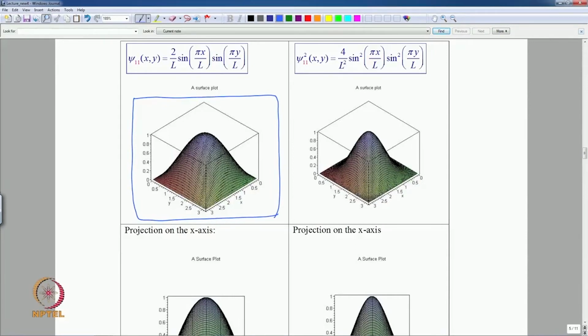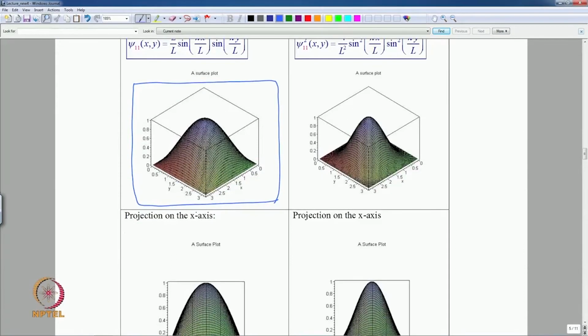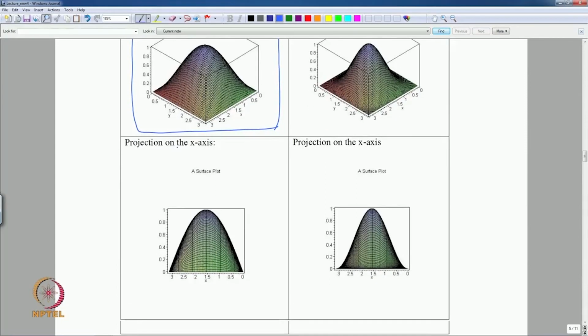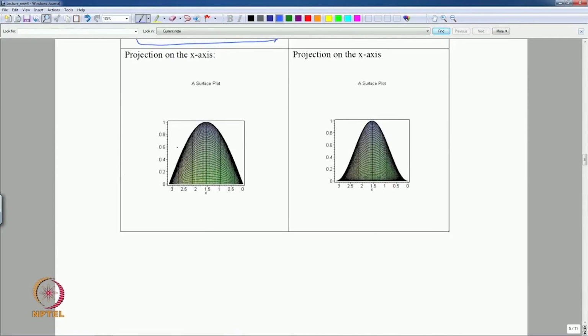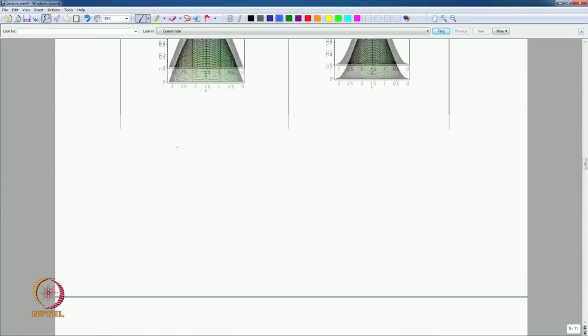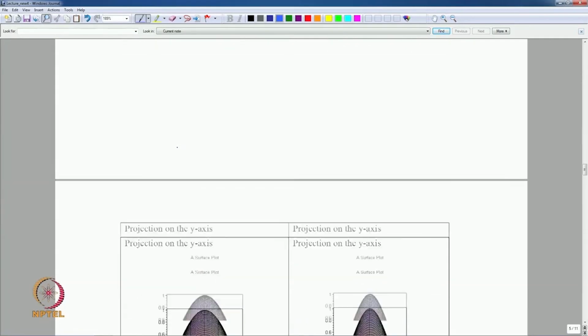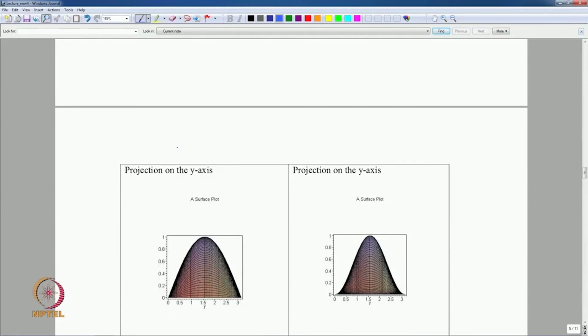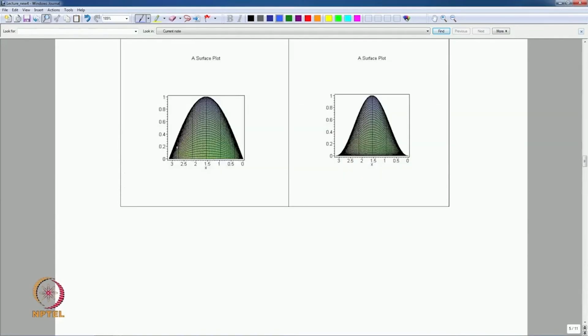It is a half wave similar to what you had in your particle in a one dimensional box in the x direction, and it is also a half wave in the y direction, as you can see through the projection in the x direction here of this graph, and on the y direction also you have the same thing. Identical. Okay. What about the psi squared?